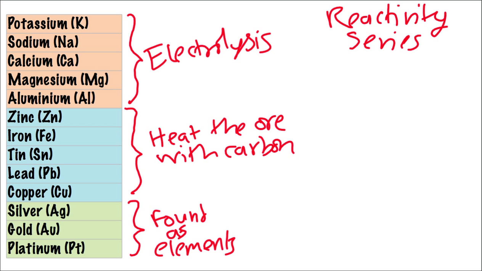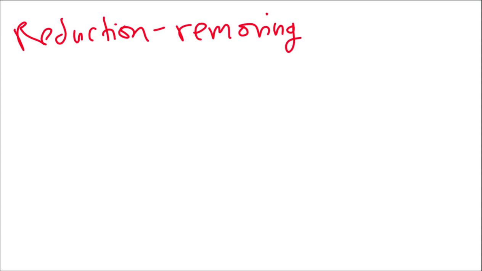Now when we're trying to extract these metals, we're actually removing the oxygen from them, from that metal oxide. And this reaction has a particular name. This is called reduction. So reduction is when you are removing oxygen. You're reducing that metal oxide down to its pure metal form.